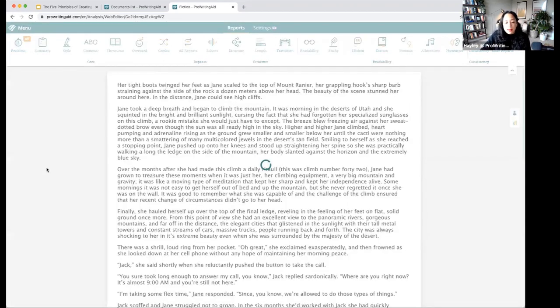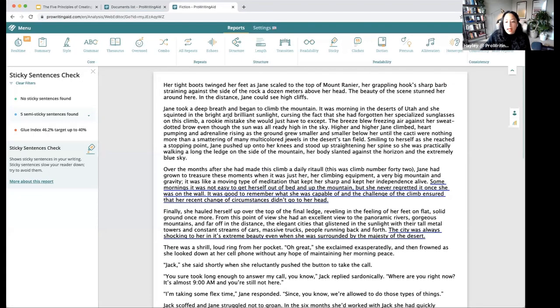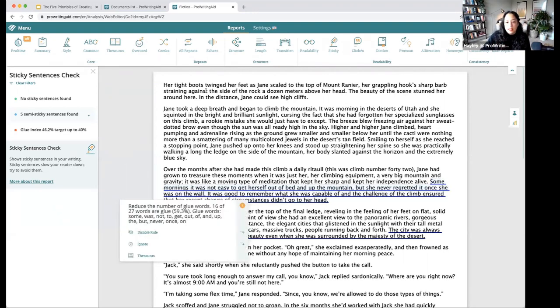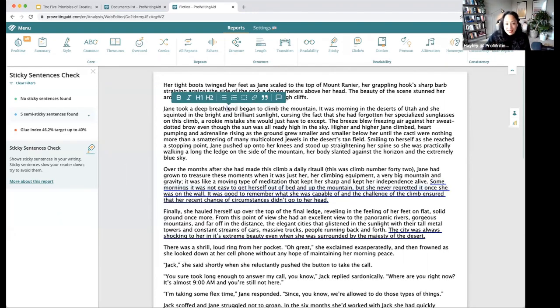So what I can do is click on the glue index report and come in to see which specific sentences are sticky. Now, ProWritingAid breaks down your sentences into sticky, semi-sticky, and just fine. A sticky sentence is something that has above 60% glue words. Those are sentences I would definitely recommend looking at, because if you have over 60% glue words, your sentence is probably going to be really meandering and long. And unless it's in dialogue or point of view, you'll likely want to change it.